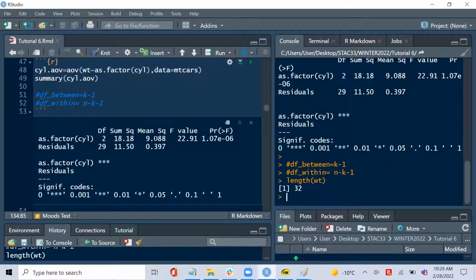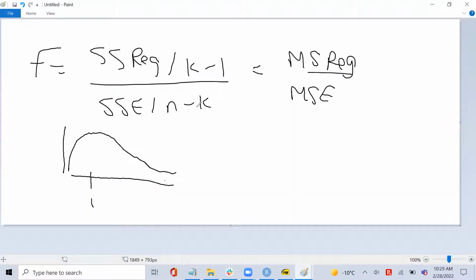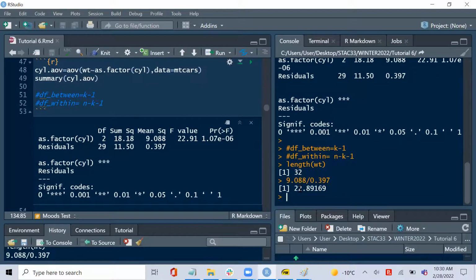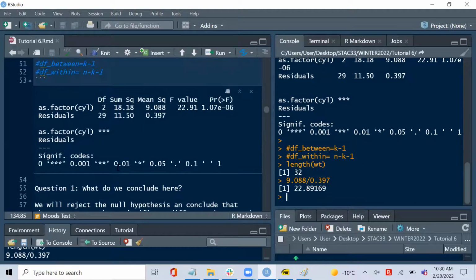So if you look at this ratio here, which is the MSE, you will actually see that 9.088 divided by 0.397 is 22.1. So if I just show you guys in R, that's what they're doing here. They're rounding, obviously. So this is what you see here. What's the problem here? Does anyone know what the issue is with this ANOVA test? What did I actually show?